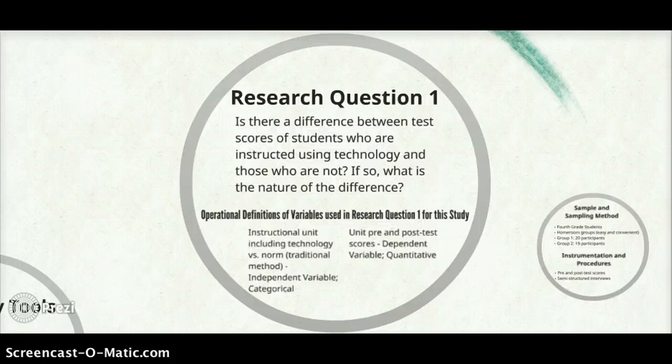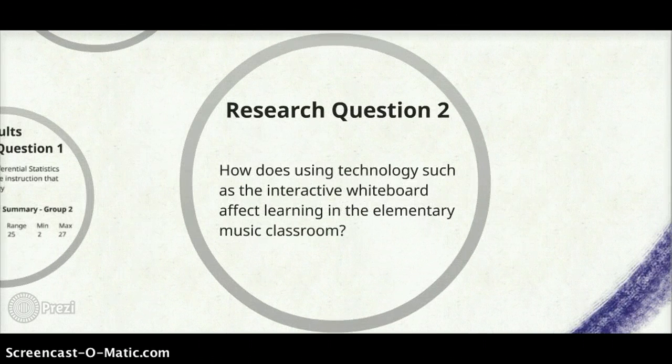The operational definitions of variables for this research question are outlined on the table. My independent variable is the instructional unit including technology versus the traditional method. The dependent variable is the unit pre- and post-test scores. I also established this research question: how does using technology such as the interactive whiteboard affect learning in the elementary music classroom?